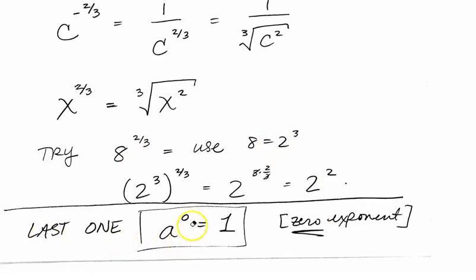And the very last one, anything to the 0 power is equal to 1. Doesn't matter what that base is right there.